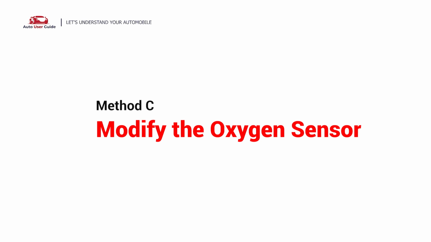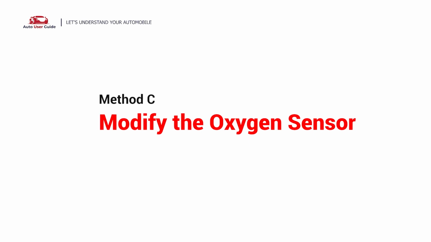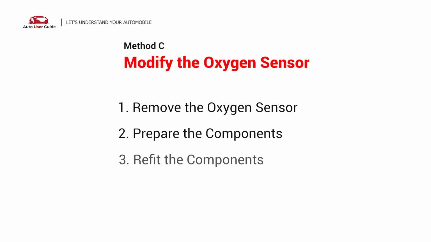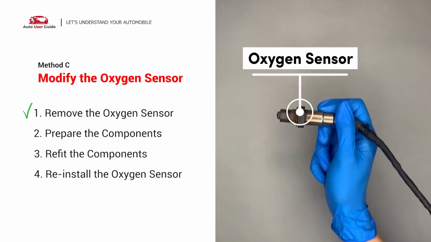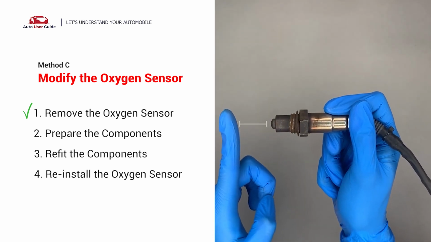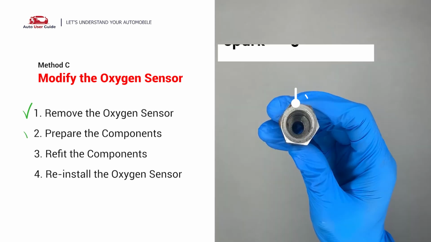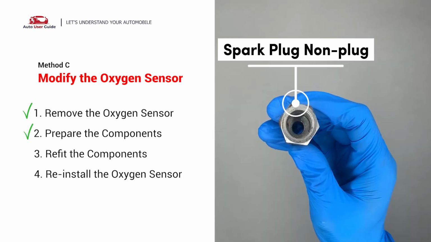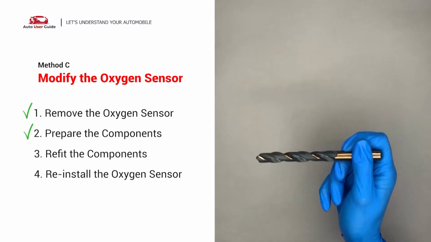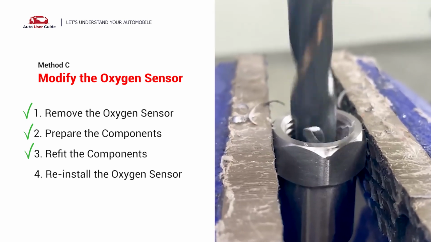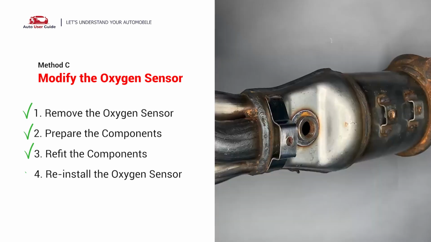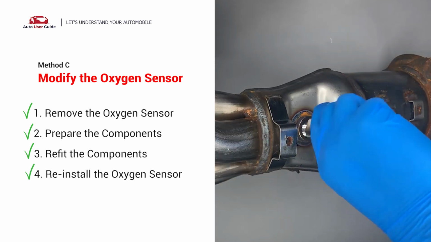Modify the oxygen sensor. You can remove the oxygen sensor from the converter and P0420 by putting extra space between the sensor and the converter. And now getting the smart plug non-fouler is now having enough space to fit into the oxygen sensor, and then use a 1/2-inch drill to refit it. By doing this, put them together and put back on the catalytic converter.